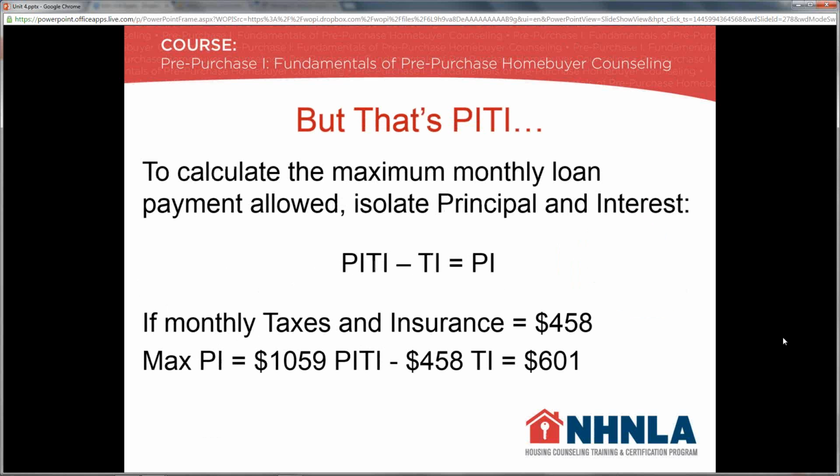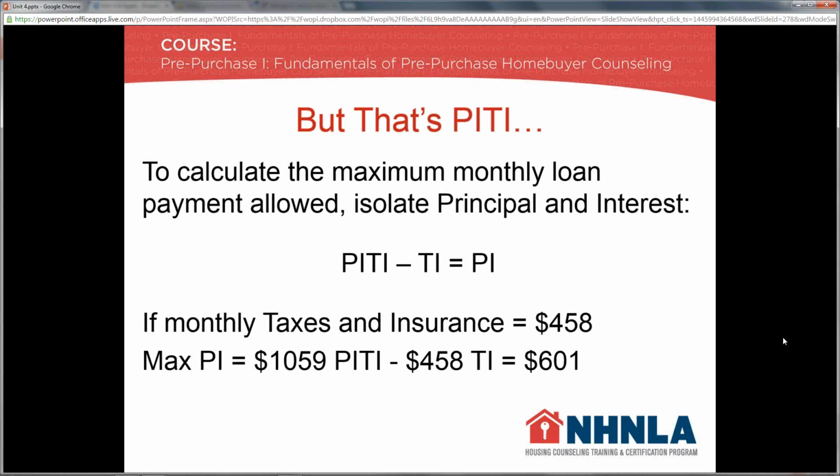But that's only telling us principal, interest, taxes, and insurance. To calculate the maximum monthly loan payment amount, we would have to isolate principal and interest. So we would use the PITI amount that we just calculated, and we would subtract taxes and insurance, which you would obtain taxes from your auditor's website perhaps, and you can obtain an average insurance cost for your state or for your area from an insurance agent, or you could search for it online.